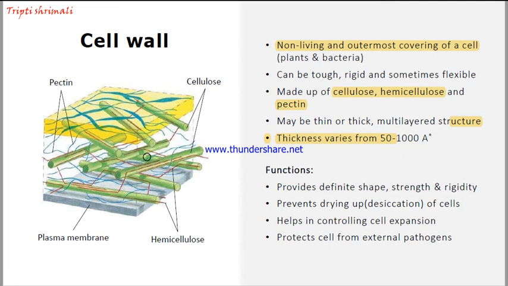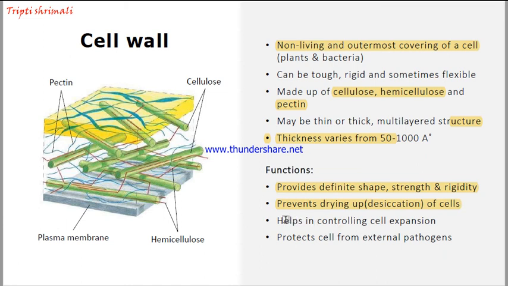So what are the functions of cell wall? Let us discuss the functions of cell wall. Point number one, cell wall provides definite shape, strength, and rigidity, right? Because of the cell wall only, the cell can maintain its shape, and it provides the strength and the rigidity. It prevents the cell from desiccation. Desiccation means drying up. Because of the cell wall, the cells do not dry up.